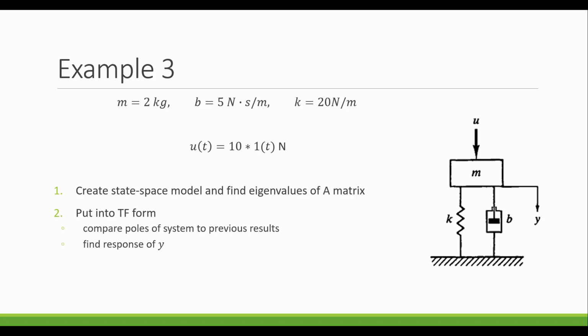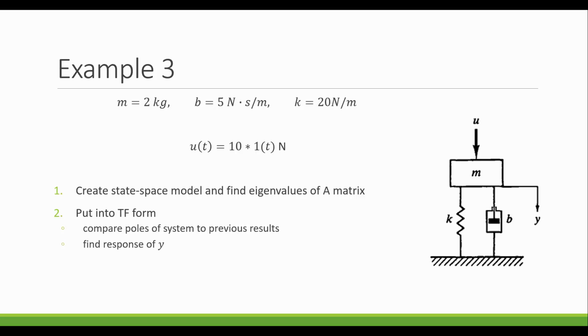Now let's look at an example of using the state space model and the transfer function model to make some assessments about the behavior of the system, and then plotting our results using the transfer function form. We again have our simple spring mass damper system that we've been working with. We know it's a second order system. We just have these specific mass, damping coefficient, and spring constant values, and we'll give it a step input of 10 newtons.